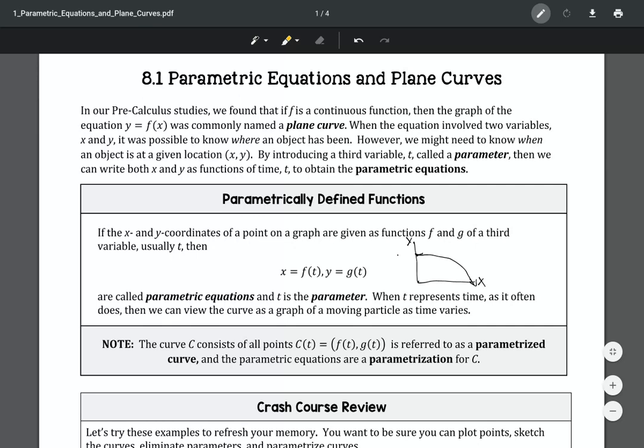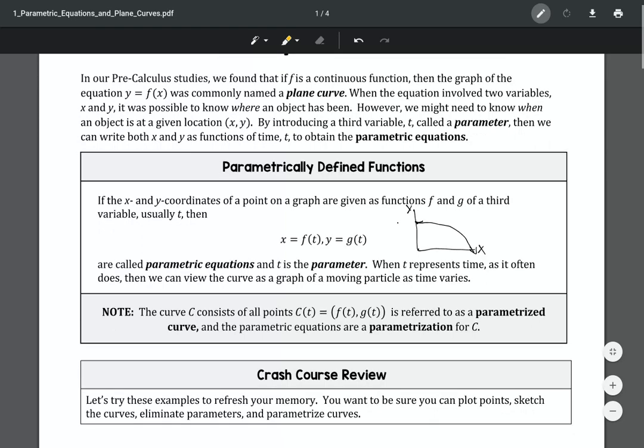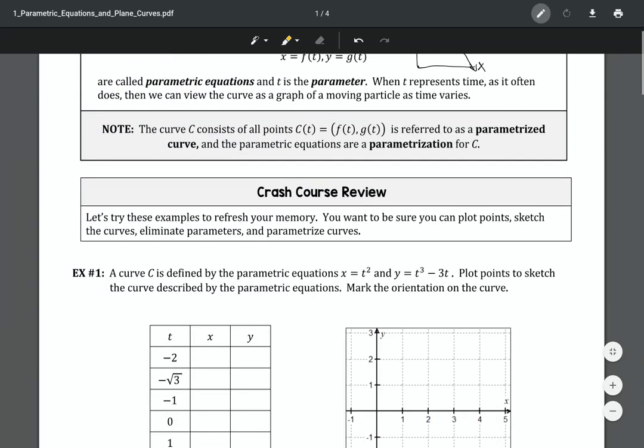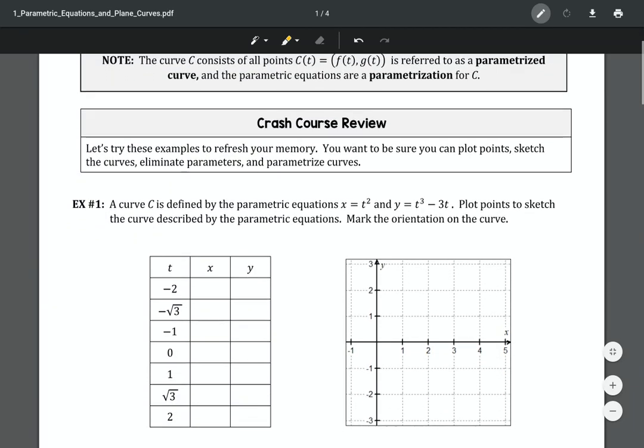So we introduce a third parameter, and that parameter is why we call these parametric equations, because now you have, in the example that I just gave, a parameter that has to do with time. So we're going to quickly show you what that means. Let's say we have a parametric equation defined by x equals t squared and y equals t cubed minus 3t. And this is how you would graph it.